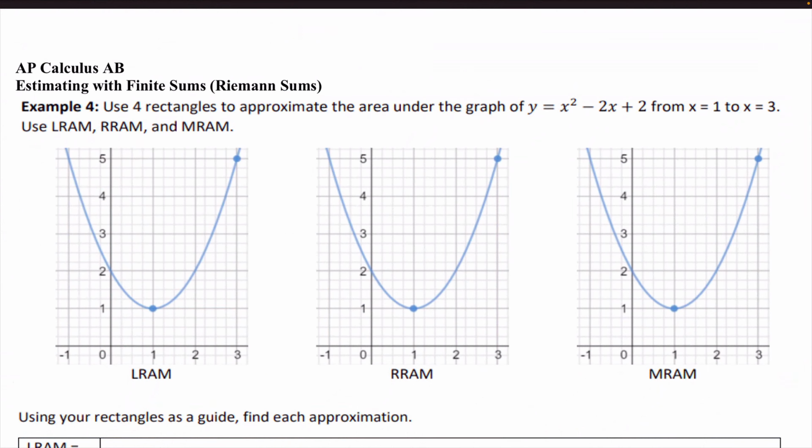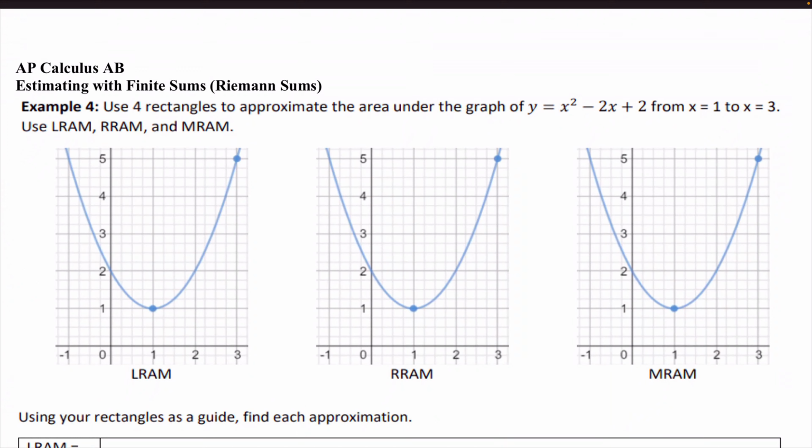How many, so this is a great question. How many rectangles, because they don't tell me how many rectangles, but they give me hints. Actually, no, they tell me how many rectangles. How many rectangles do we need? This one they do. 4 rectangles, right? How wide is each rectangle going to be? Half a unit. Half a unit. How did we know it's going to be half a unit? How wide is the whole thing? 2 units, right? 1 to 3. 2 divided by 4 is 1/2, right?